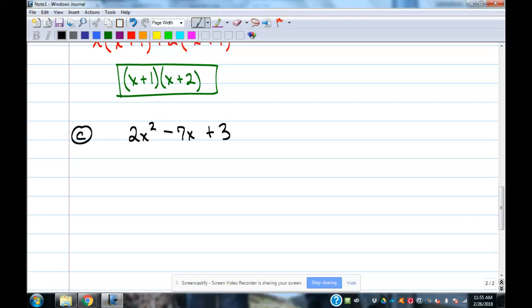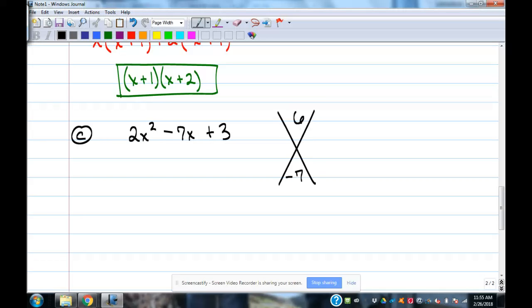Does it have a GCF? First, is it in descending order? Yeah, I've got x squared, x, and plain number. So that's in descending order. Does it have a GCF across the whole problem? No. So what do we do next? Why? Trinomial's got 3 terms. What goes on the top? 2 times 3 is 6. What goes on the bottom? -7. That's a -7 in the middle, so it's a -7.